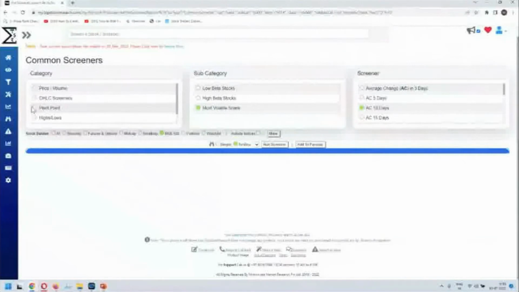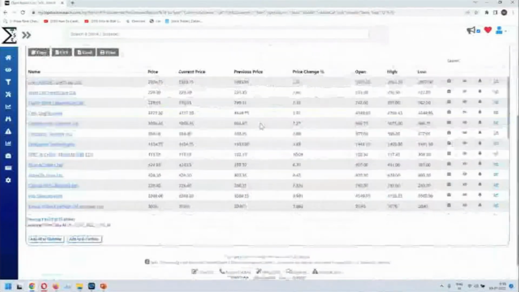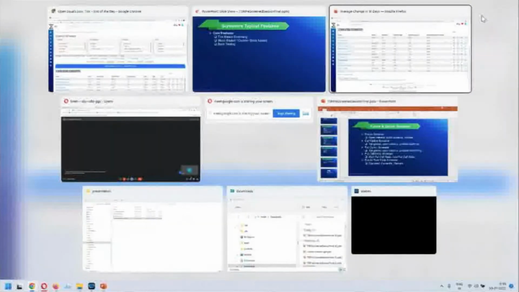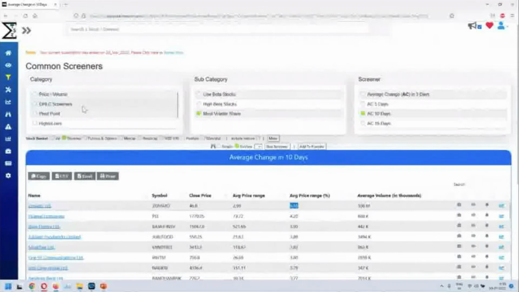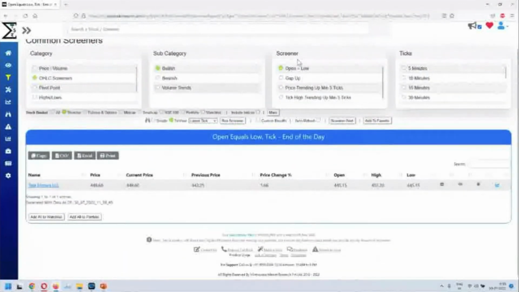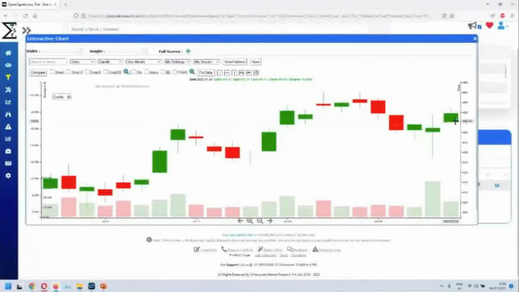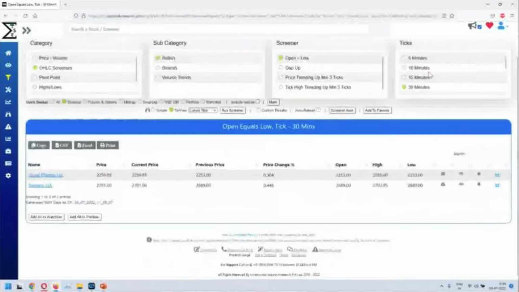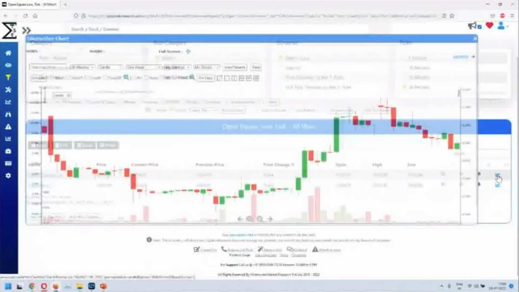Now, when we look at, let's say, the OHLC screener, I should go to Firefox. When you look at this OHLC screener, open is equal to low. What it tells you is where, on the end of the day, open is equal to low. When you go to other ticks, for example, if you're looking at the 30-minute tick, you'll find that Client Pharma has made open is equal to low on the 30-minute tick.